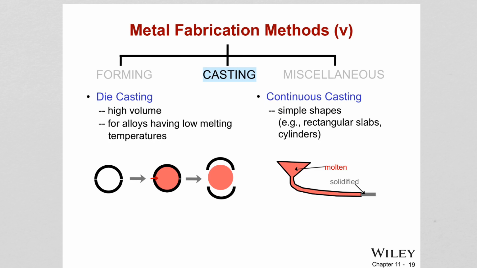This one is also for alloys that have low melting temperatures. Because the die is made of steel, you don't want to go to very high temperatures that might damage the die material. And there is also continuous casting.